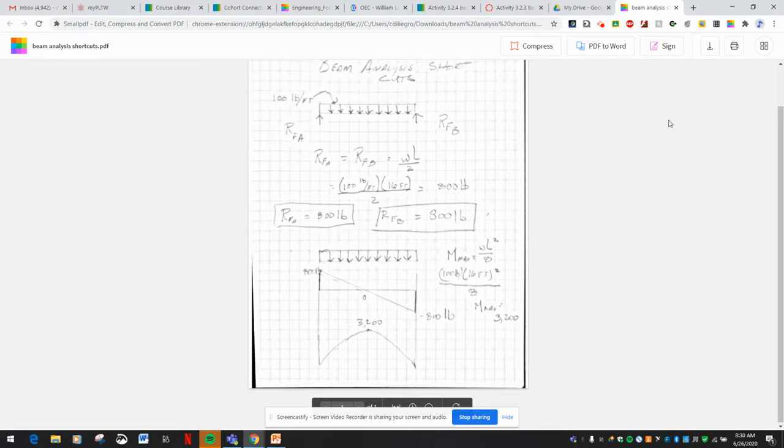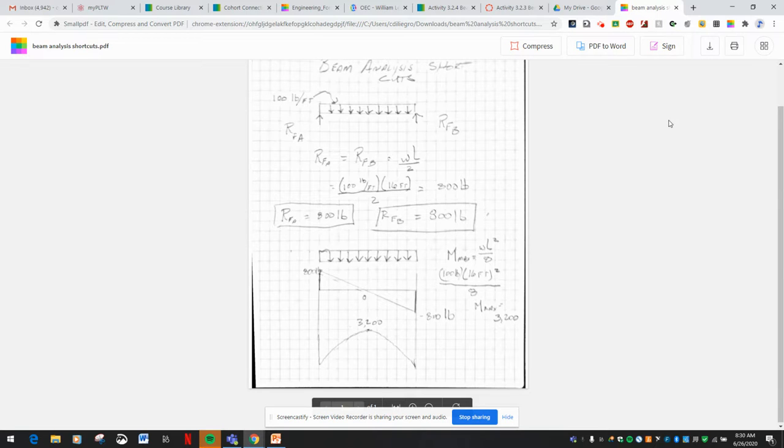Okay, so the shortcut formula for this is pretty easy because it's a distributed load across the entire length span of the beam of 16 feet. So it stands to reason that both RFA and RFBY are going to be equal. In this regard, we can take the load of 100 pounds per foot times the length and divide that by 2. So we come up with 800 pounds. Okay, and then if we look at our shear diagram, we see that it starts up at 800 and goes down to 800, and our maximum shear is at the center.